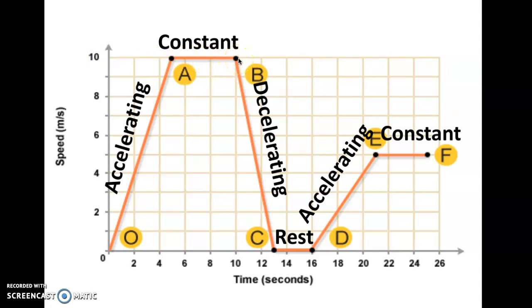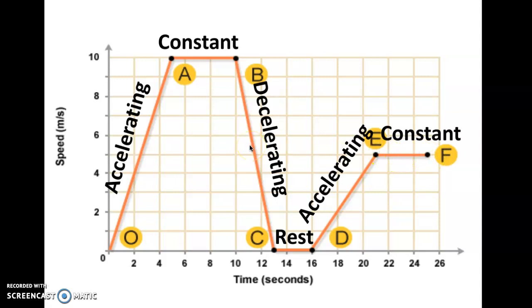Then that speed is going to decrease. If your speed is decreasing, then you're decelerating or slowing down. Down here, from 13 seconds to 16 seconds, we have a speed of 0. If we have a speed of 0, that means our object is not moving, it's at rest. Then our speed is accelerating again, so that means it's speeding back up. And then we end our graph right here with a constant speed. So our speed stays the same at 5 meters per second.